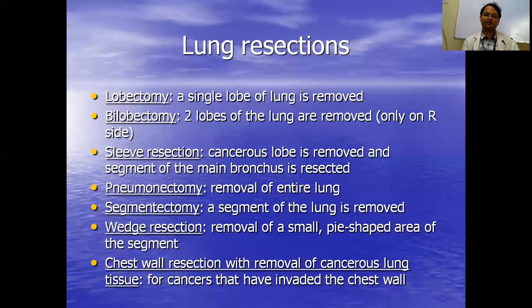And lung resection is the only curative treatment which is available for the treatment of lung cancers, but this is only restricted to patients who are in stage 1 and stage 2, along with few cases of stage 3A. Different types of lung resections are lobectomy, where a single lobe of the lung is removed; bilobectomy, where 2 lobes are removed; pneumonectomy, where the entire lung is removed. There can be sleeve resection, segmentectomy, wedge resection, etc.